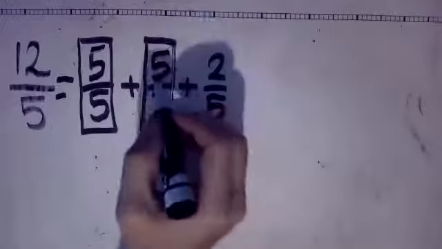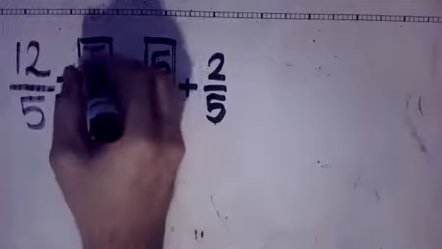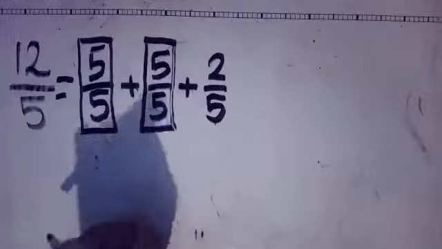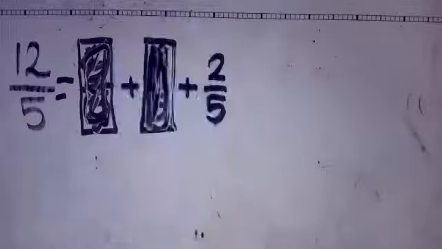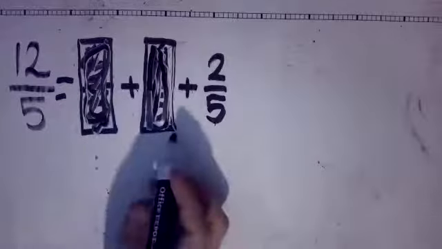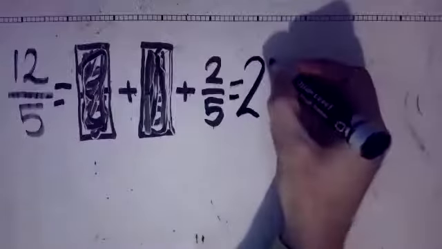And I can check. I'm going to go backwards now. 2 plus 5 is 7. 7 plus 5 is 12. So that worked. And so now I'm going to change these. These are no longer 5/5. These are just going to be a big 1. And this is going to be a big number 1. And now I have 1 plus 1 is 2, plus 2/5 is 2 and 2/5.